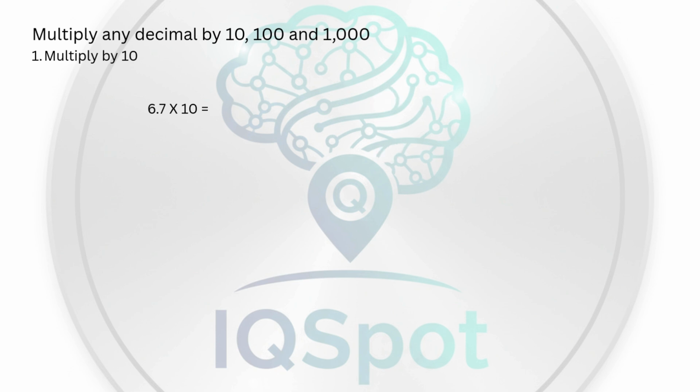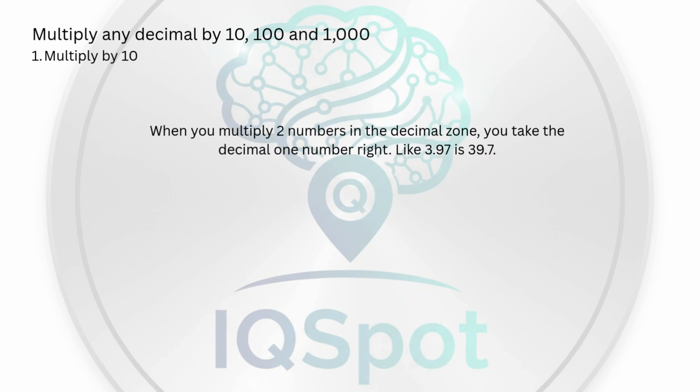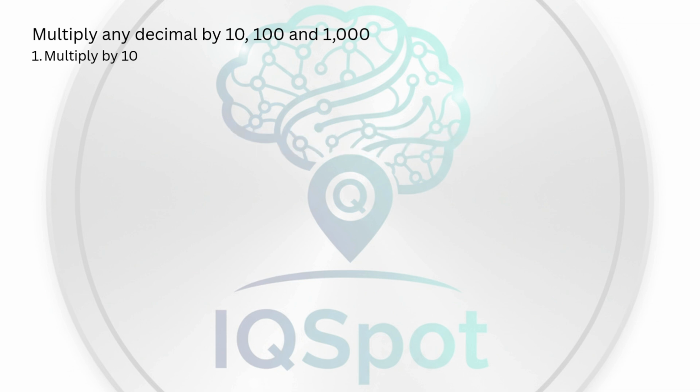And for another example, 3.97 multiplied by 10. We are just going to take the decimal and move it one number right and we got a final answer. 39.7 is the final answer. When you multiply two numbers in the decimal zone, you take the decimal one number right, like 3.97 is 39.7. Now we are going to switch to multiply by 100.